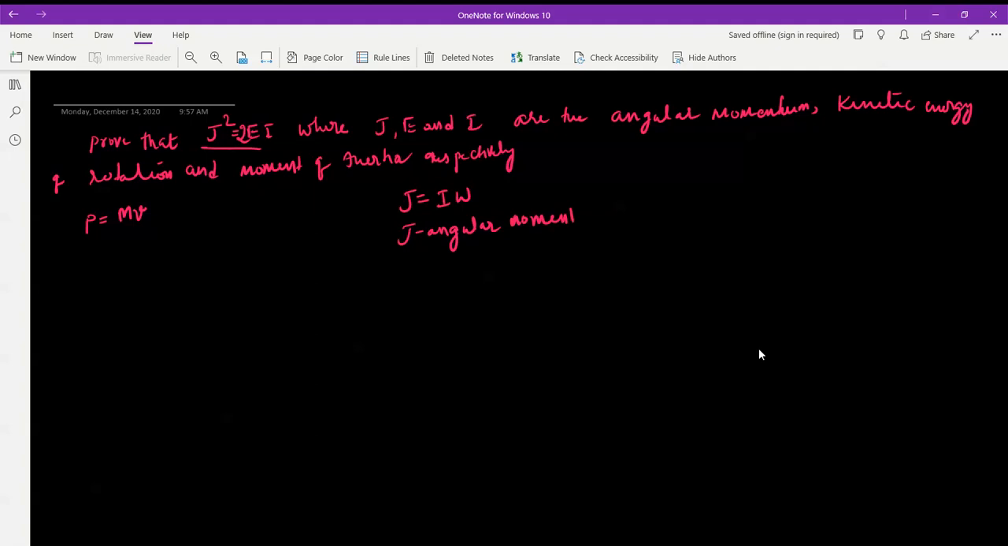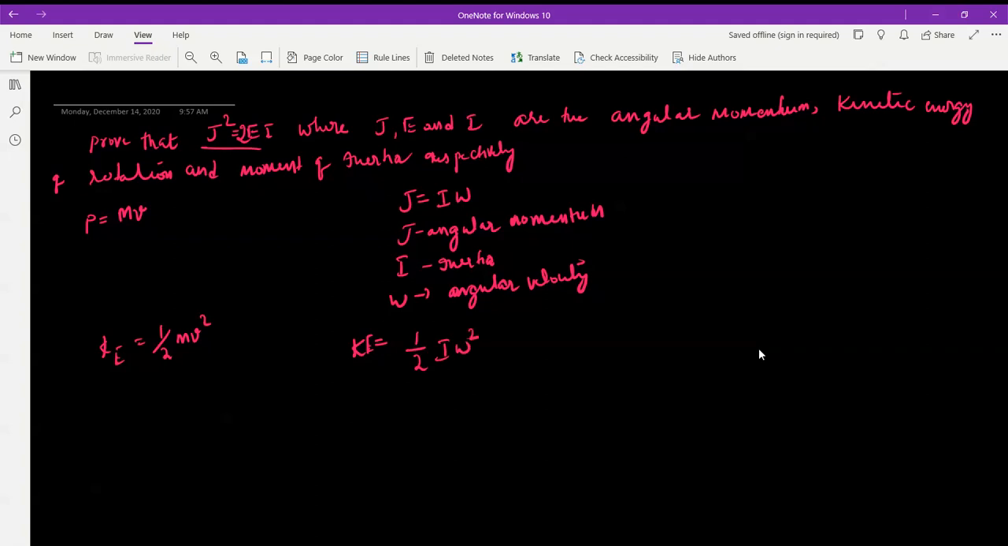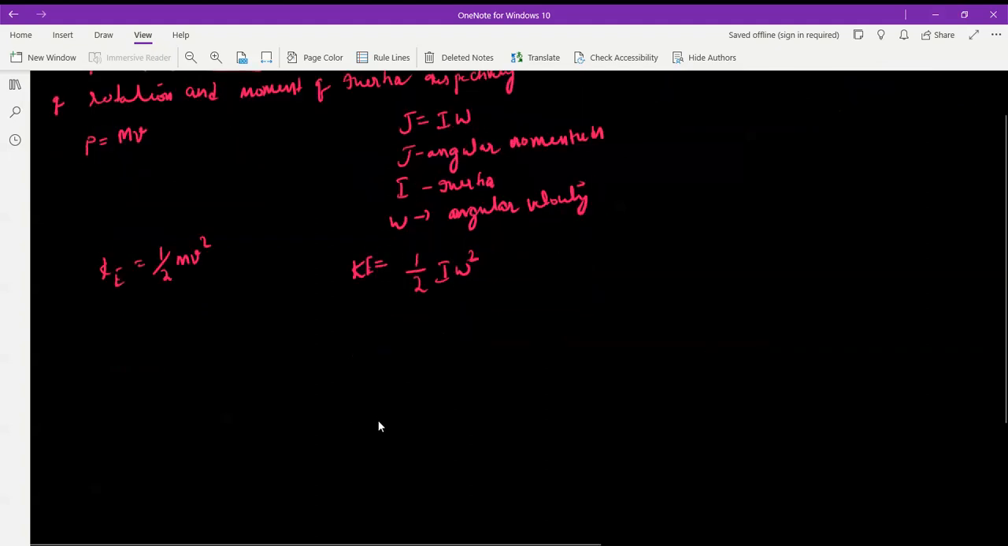where J is angular momentum, I is inertia, omega is angular velocity. So we also know that the kinetic energy Ke is equal to, in linear motion we can just write half mv square. Here we have to just write half I omega square. So therefore I can just write it.